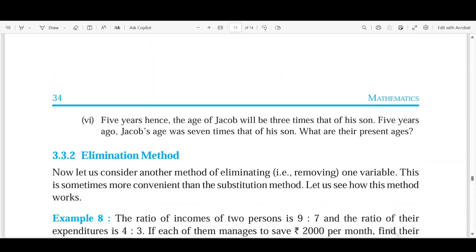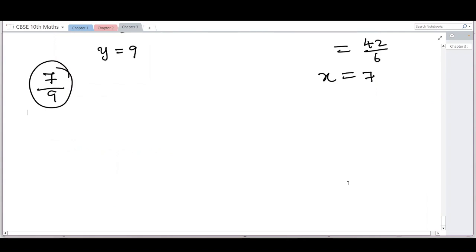And the last problem in this exercise: 5 years hence the age of Jacob will be 3 times that of his son. 5 years ago, Jacob's age was 7 times that of his son. What are their present ages? We have seen a similar problem in the example. Now we have to solve this and find the present ages of Jacob and his son. So let us take the present age of Jacob and son to be x and y. Clear?